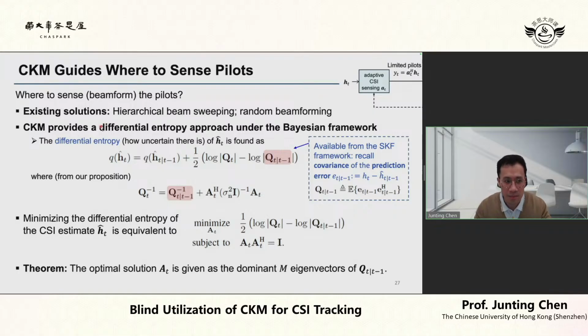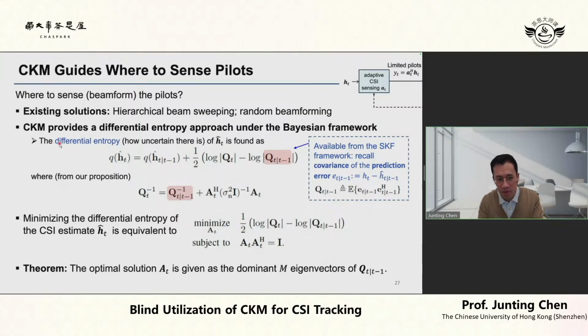However, CKM actually provides an approach, as a byproduct of the tracking, to give some hints of where to steer our beams to make the tracking more efficient. It turns out that as a byproduct of the switching Kalman filter, we have computed a so-called covariance of the prediction error. The covariance is given here. And then it turns out that the differential entropy of the estimate h of t is given by a formula that only depends on the covariance of the prediction error.